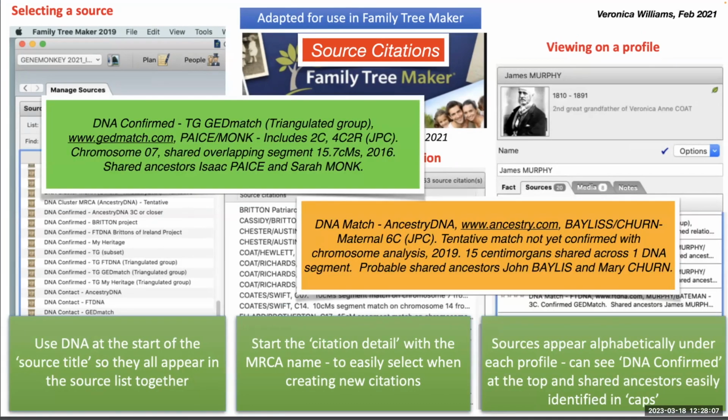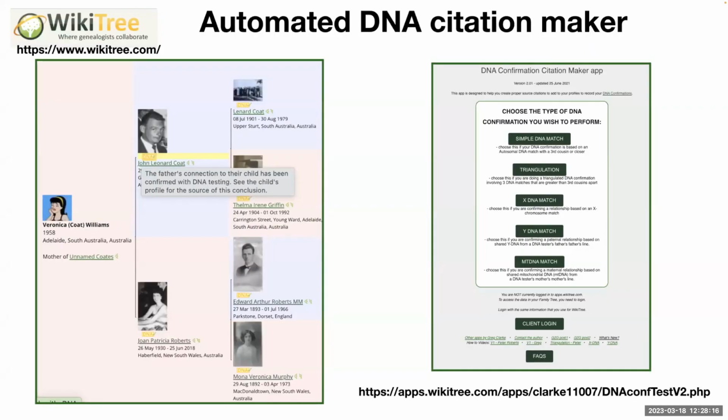And that builds a source citation that looks something like this. And that's just a couple of examples. So Danielle talked about Wikitree, and one thing I did want to mention was that there is an automated citation maker in Wikitree, and you can see there that you feed in the various bits of information and it'll generate the citation for you, and that's a link for that citation maker under the tree.